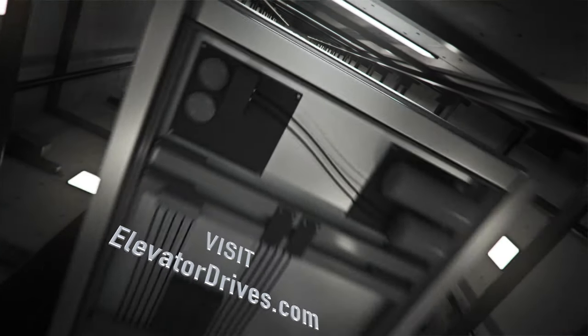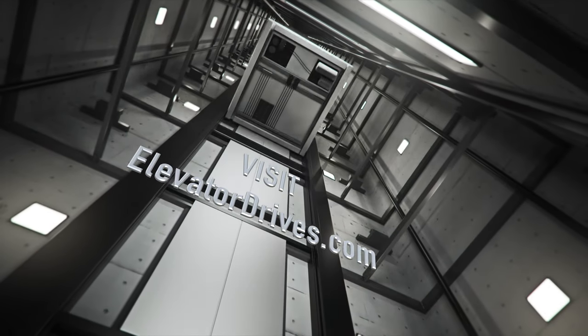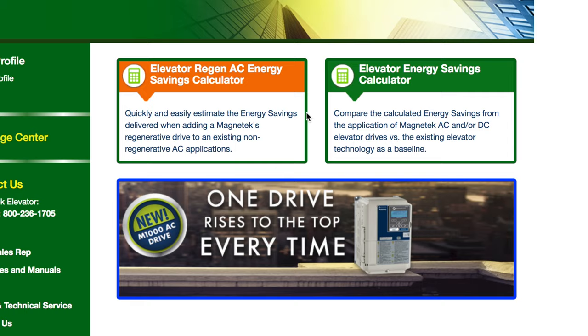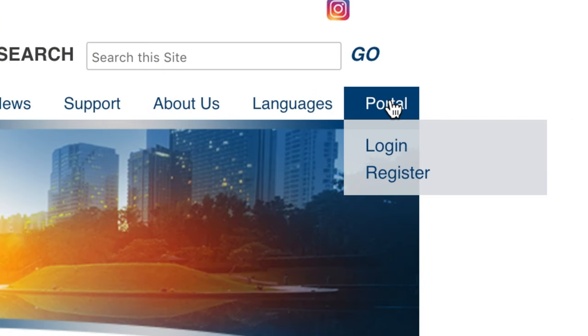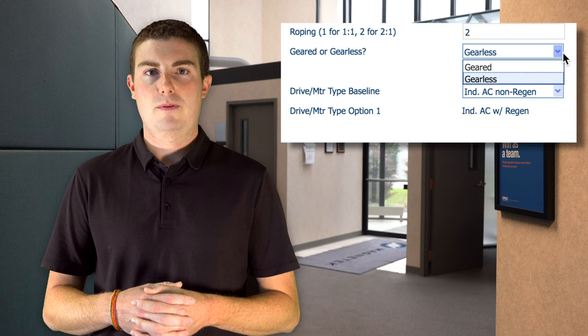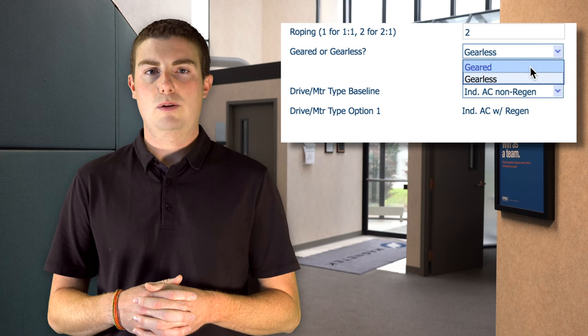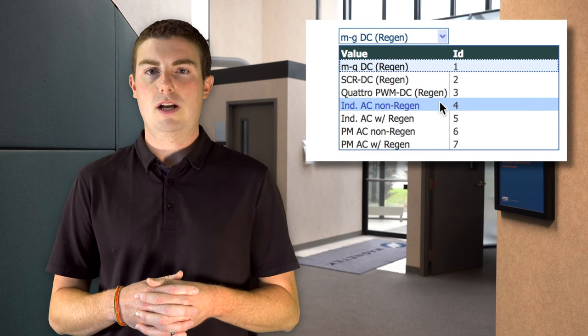If you use AC drives in your elevator application, our new Regen AC energy savings calculator will give you the most accurate energy use and savings estimates possible. All you have to do is sign up at Magnetek's customer information portal. Whether on a geared or gearless application, we compare energy consumption with or without regeneration.